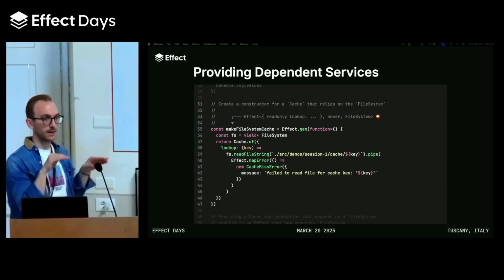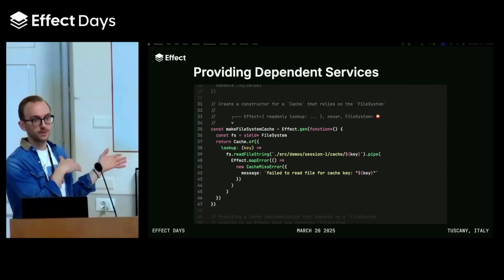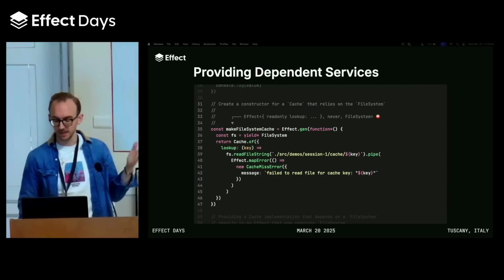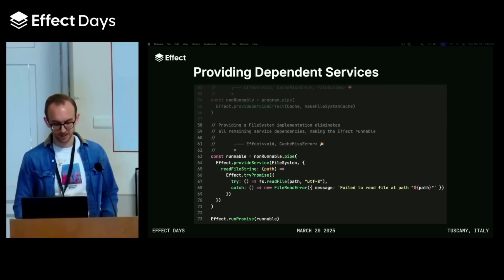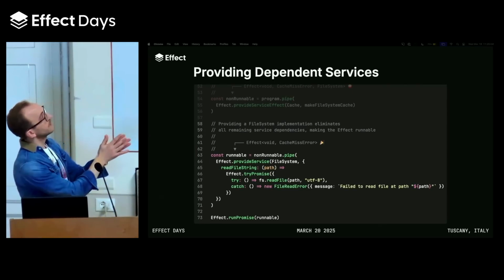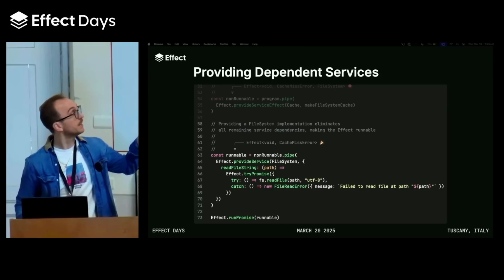If you spec out your service interfaces the way that you want them, then the types will help you. That's not even Effect magic. That's just the type system helping. I mean, it is kind of, I guess, Effect magic for the error channel. Okay, so we've provided a static implementation of our file system now. Now our program's runnable, so we can go ahead and run it.